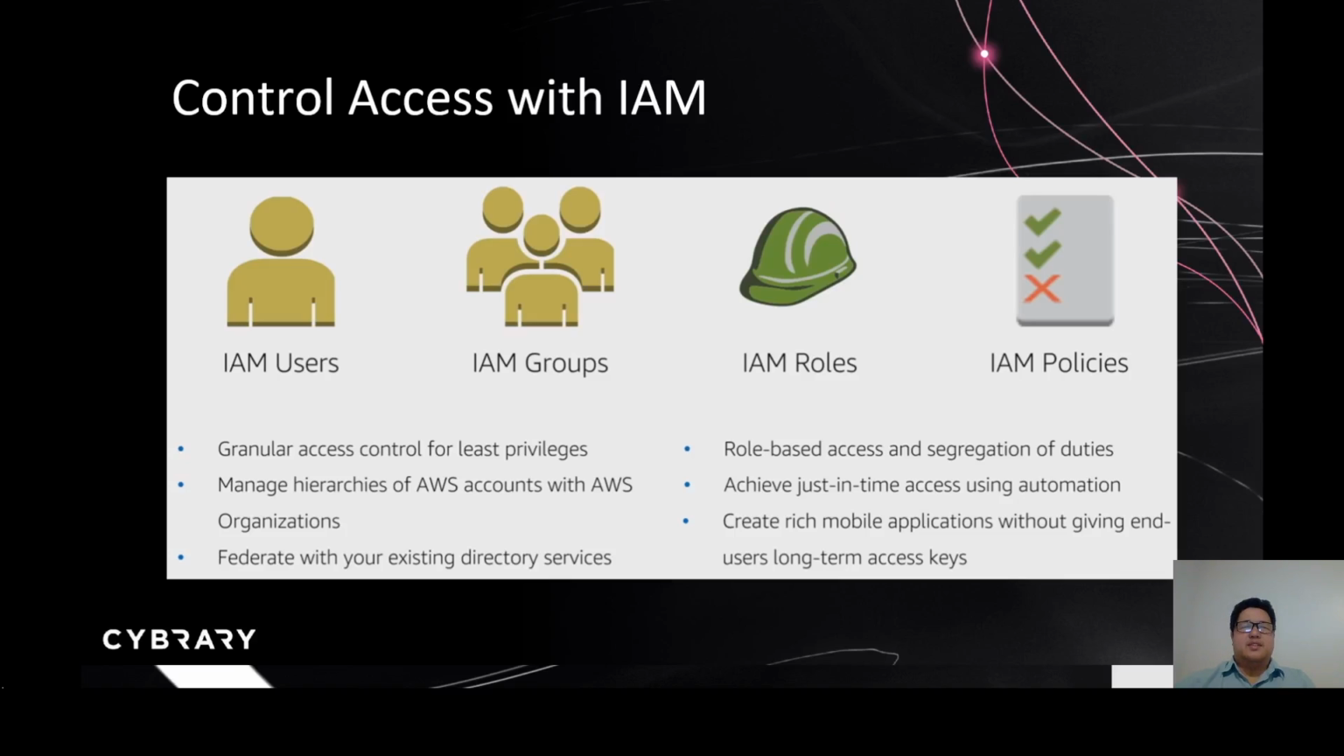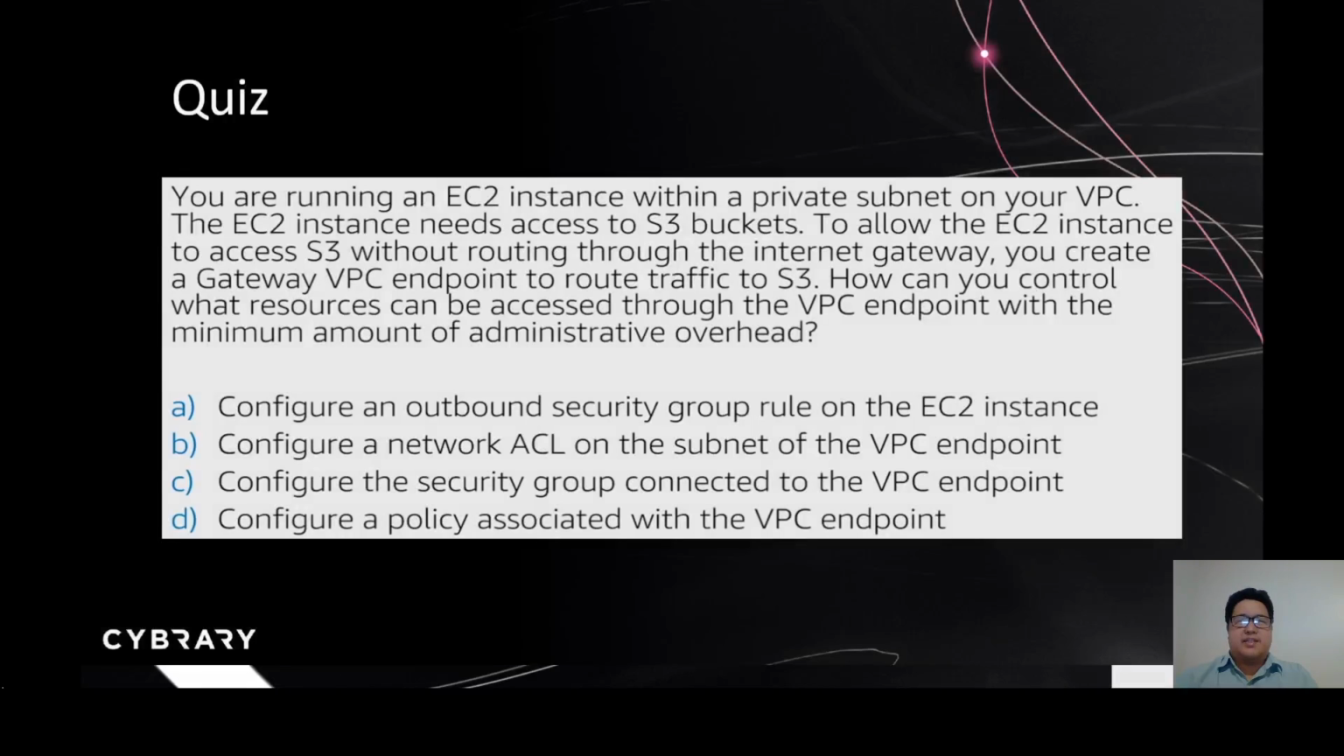For your quiz, you are running an EC2 instance within a private subnet in your VPC. The EC2 instance needs access to S3 buckets. To allow the EC2 instance to access S3 without routing through the Internet Gateway, you create a gateway VPC endpoint to route traffic to S3. How can you control what resources can be accessed through the VPC endpoint with a minimum amount of administrative overhead?